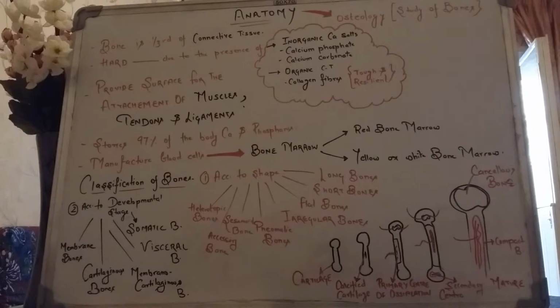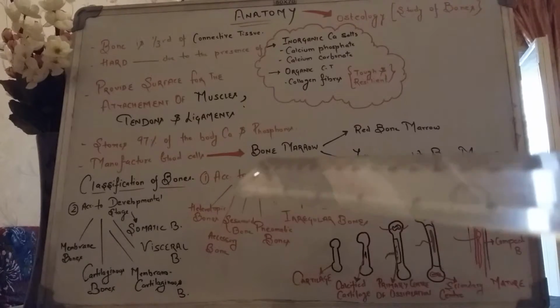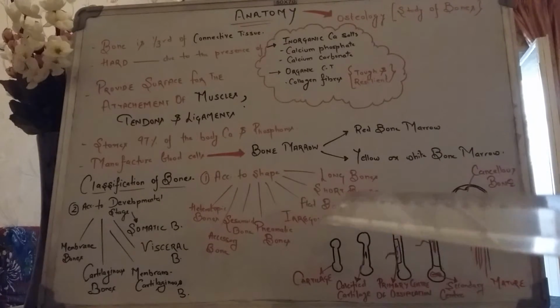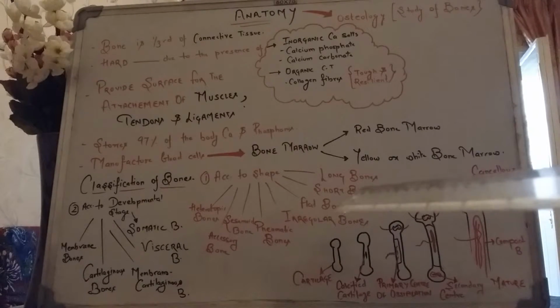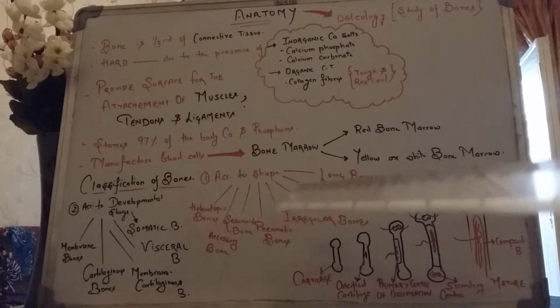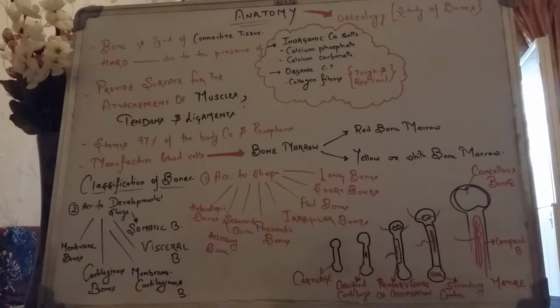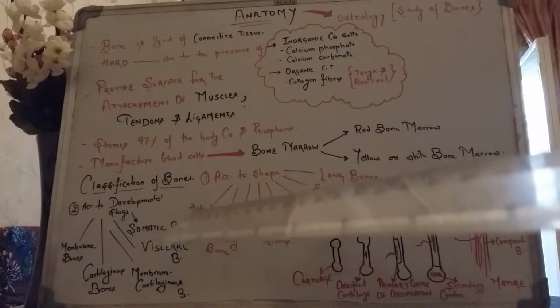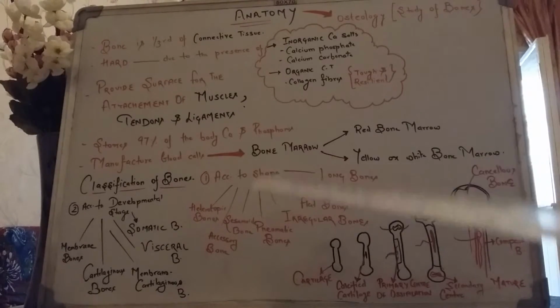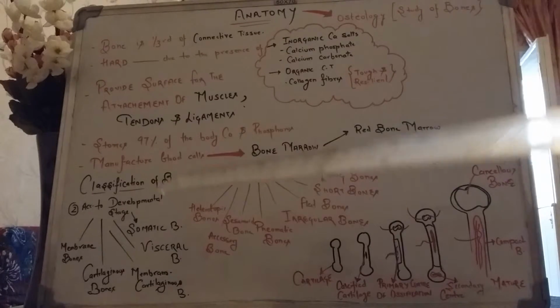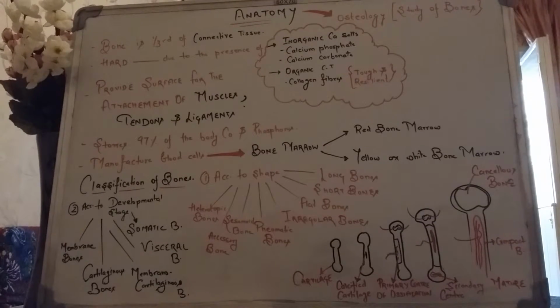So we'll talk about the classification of bones. Classification of bone according to shape: long bones, short bones, flat bones, then irregular bones, then pneumatic bone, sesamoid bone, accessory and heterotopic bones. Then classification on the basis of developmental stages: somatic bones, visceral bones, membrane bone, cartilaginous bone, and membranocartilaginous bone. So basically, what are the long bones?